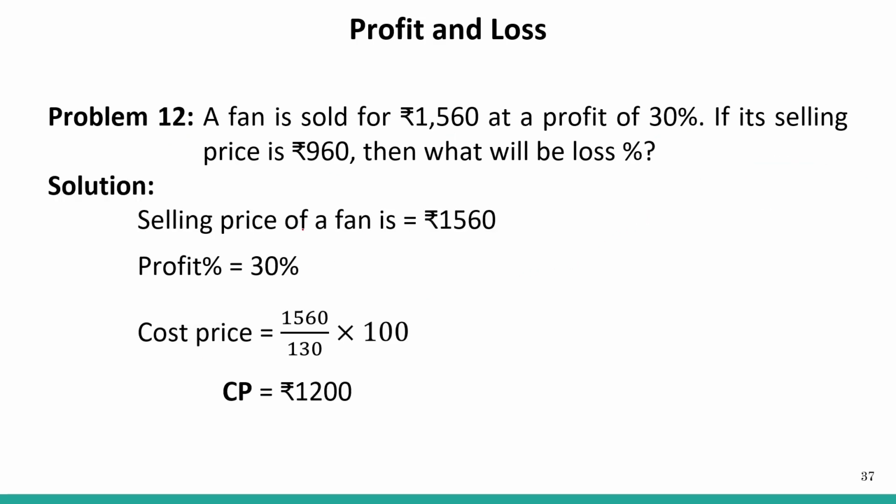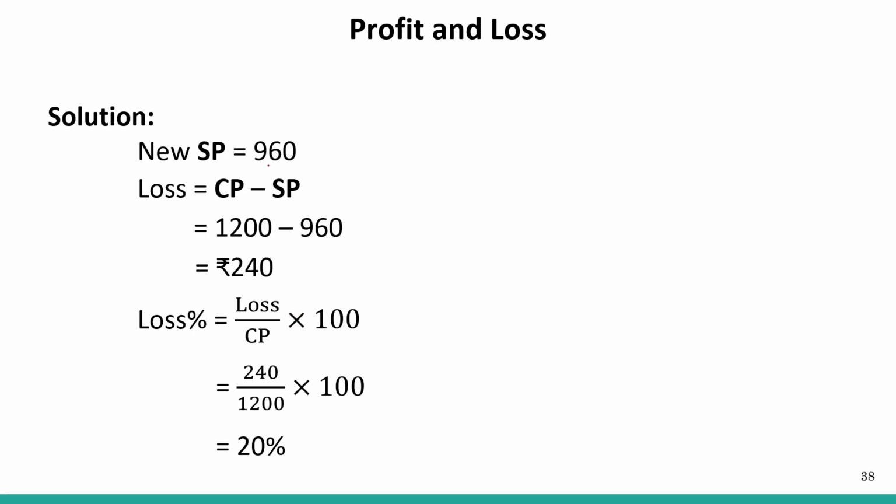So the selling price of the fan is given as 1560 and the profit percentage is 30%. So the cost price will be 1560 by 130 into 100. So CP, that is the cost price, is equal to 1200. The new selling price is 960. Loss is equal to cost price minus selling price, 1200 minus 960, which is 240 rupees. So loss percentage is loss by cost price into 100, which is 240 by 1200 into 100. This is nothing but 20%, because this is 1 by 5, and 1 by 5 into 100 is 20%.